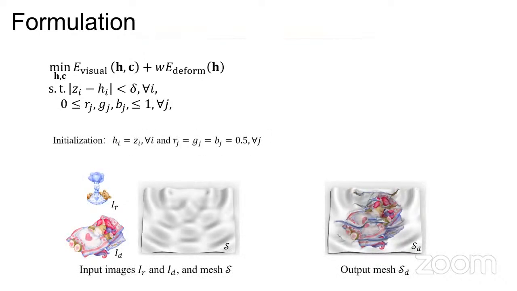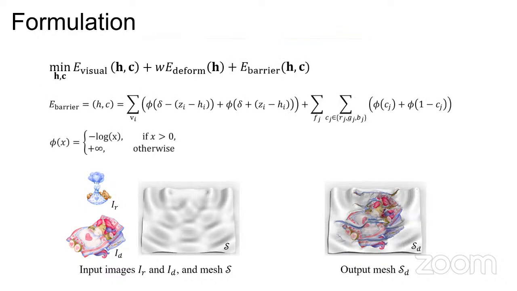Since we can easily obtain a set of initial H and C values that satisfy the hard constraints, we propose using barrier functions to reformulate the above problem as an unconstrained optimization problem. In this case, with differentiable rendering technology, we can easily obtain gradients of the objective function. Hence, gradient-based numerical optimizers such as Adam can be applied to solve our problem.